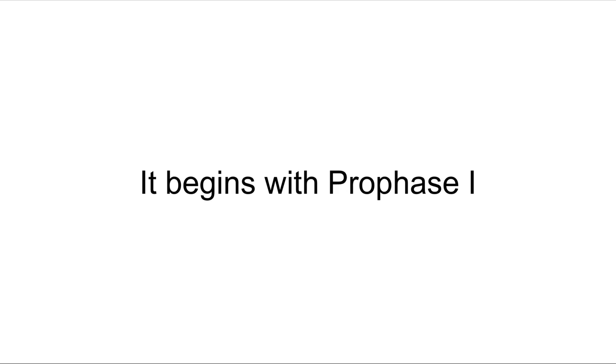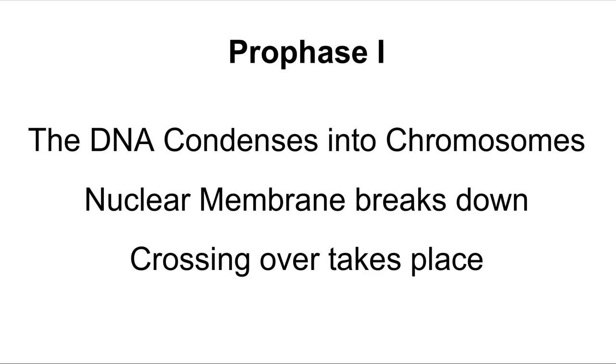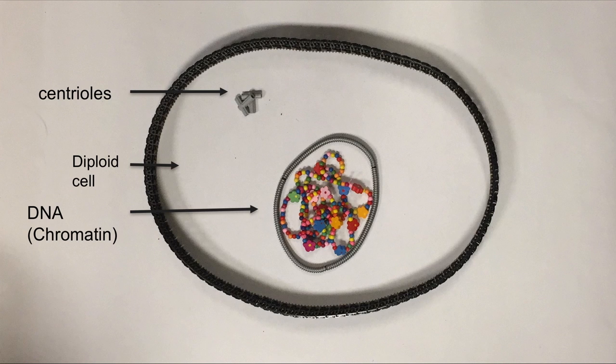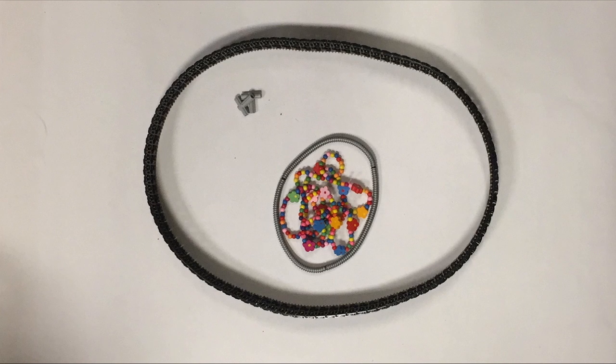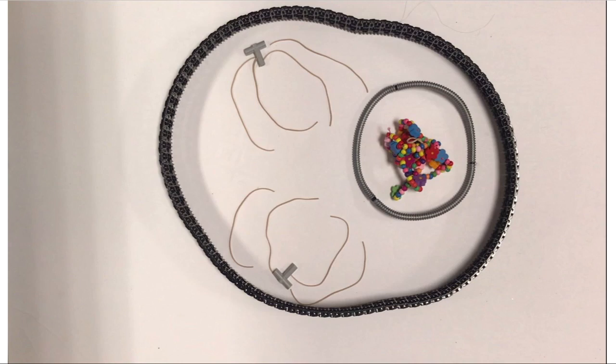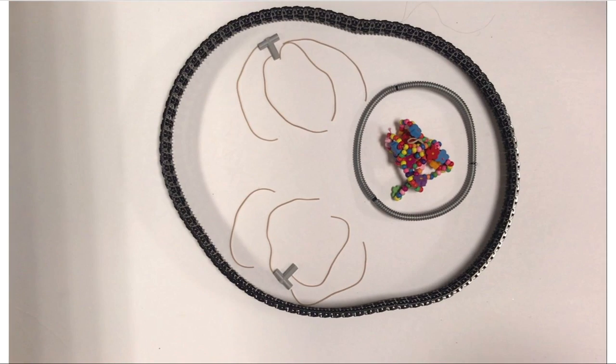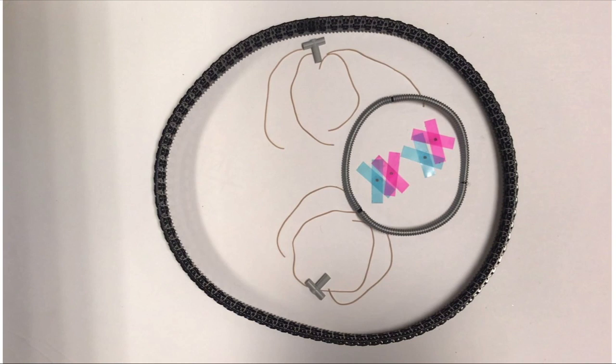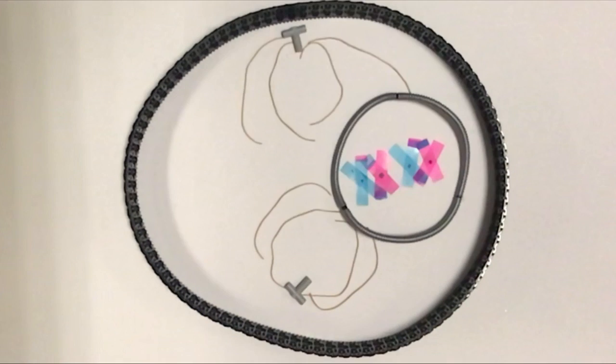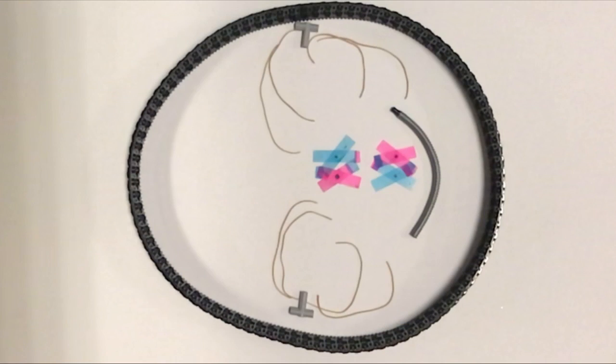It all begins with prophase 1. The DNA condenses into chromosomes, and then the nuclear membrane breaks down, with crossing over taking place. The DNA is condensed into chromatin, and the centrioles move to either poles of the cell. Then spindle fibers come out, and the DNA chromatin becomes chromosomes. The chromosomes form tetrads and cross over, and then the nuclear membrane begins to break.